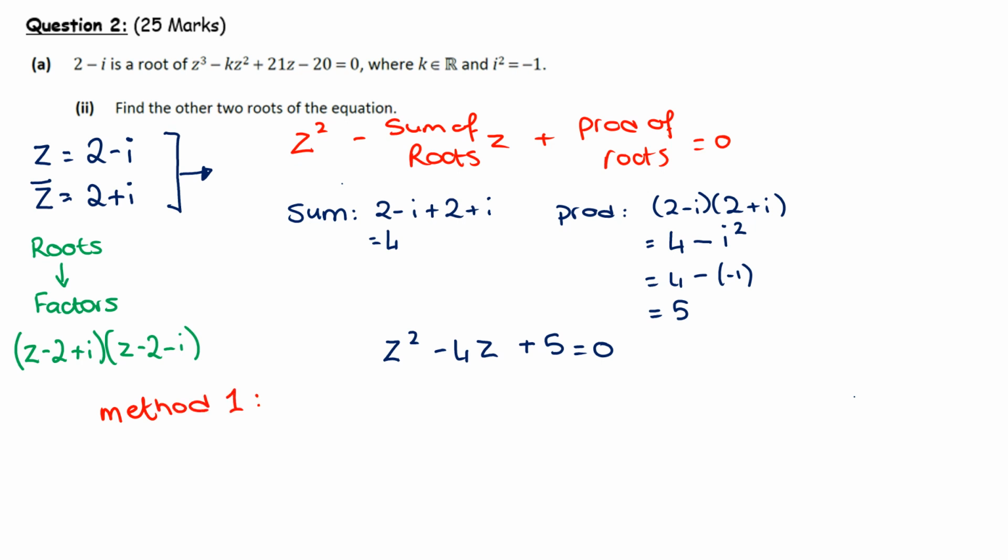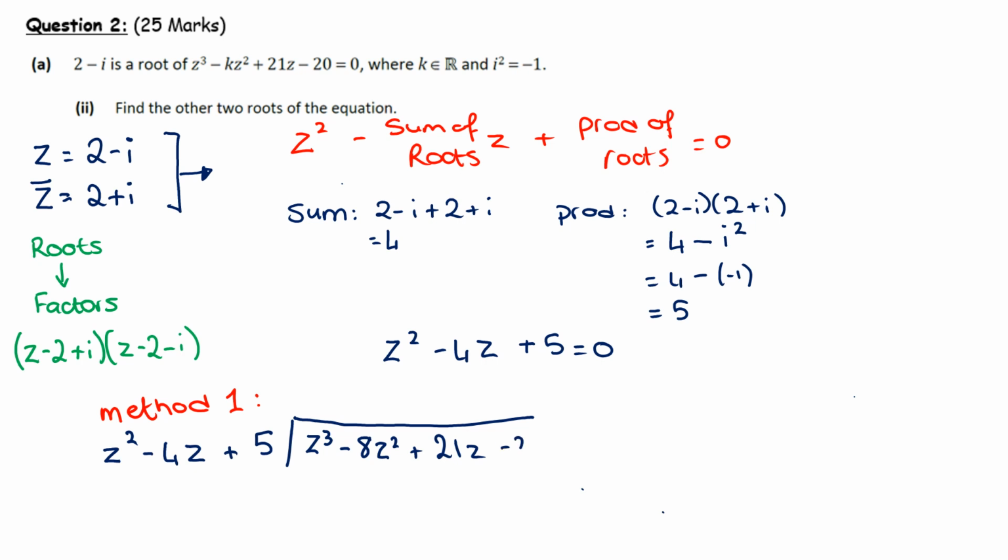So the first method would be long division, and this is kind of the obvious one that students would tend to go, oh yeah, I would divide this into here. So we have z cubed, remember k was 8, so minus 8z squared plus 21z minus 20. So that would be our first method.